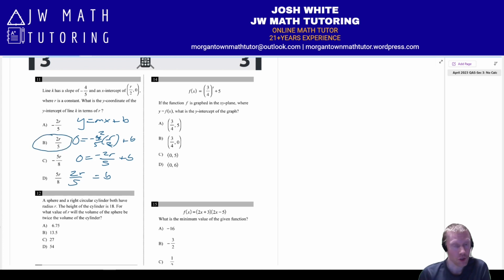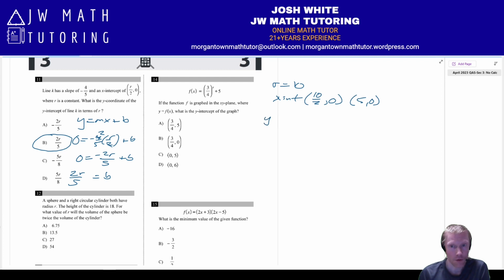Now, if you didn't recognize that or weren't comfortable working with an x coordinate value that has a variable in it as compared to just a number, you could also do this by picking numbers. So what I mean by that is I let r equal 10. Therefore, my x-intercept, which is going to be 10 over 2 comma 0, is really just 5 comma 0, when you do 10 divided by 2.